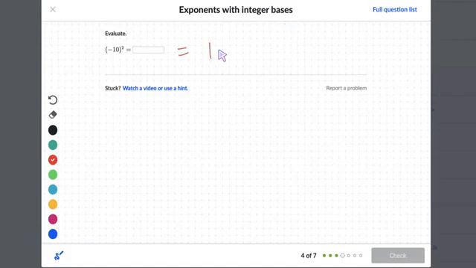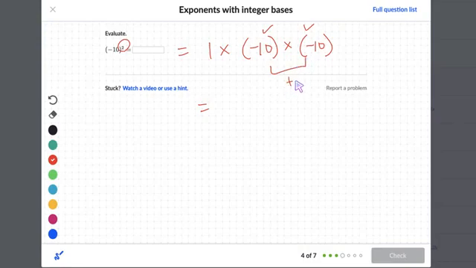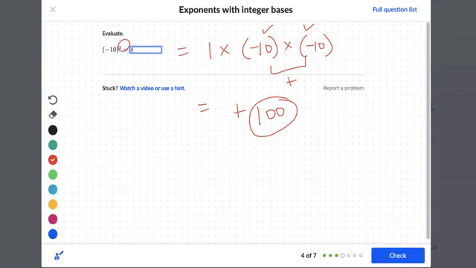So when we expand this, it becomes 1 times negative 10 together times another negative 10 because it's to the power of 2. So we have to make sure there's 2 of them. Okay, negative times negative, they paired up, so it becomes positive. Your final answer is positive. 10 times 10 is 100. You don't need to type in that positive in the final answer. I'm just putting it there to remind myself.